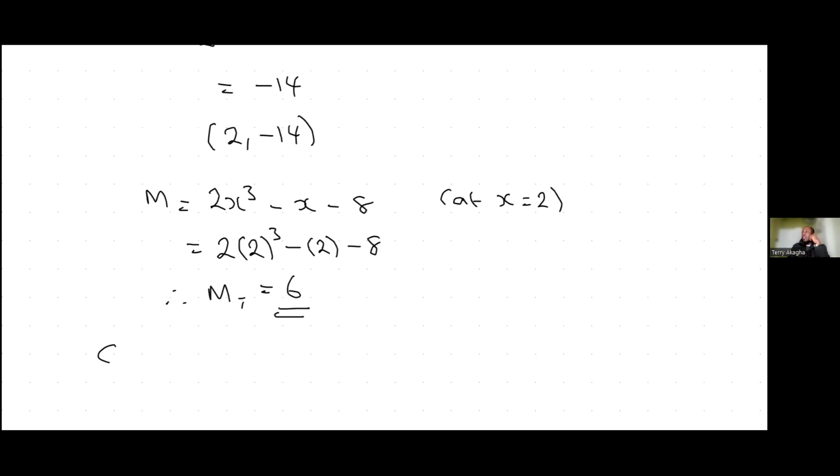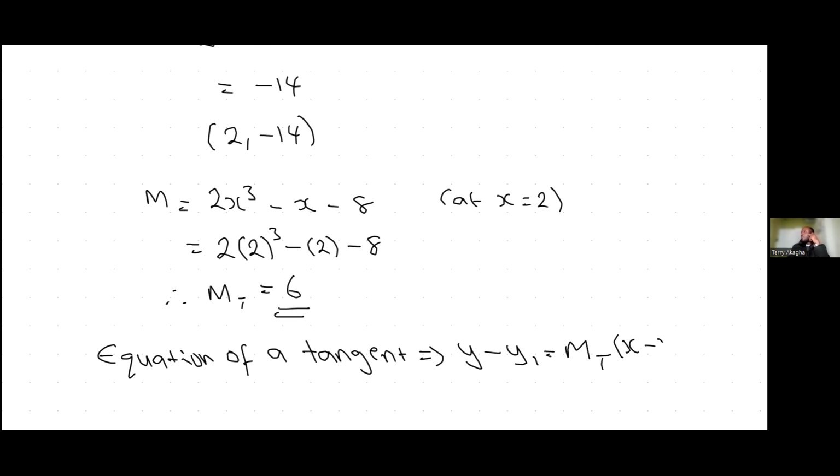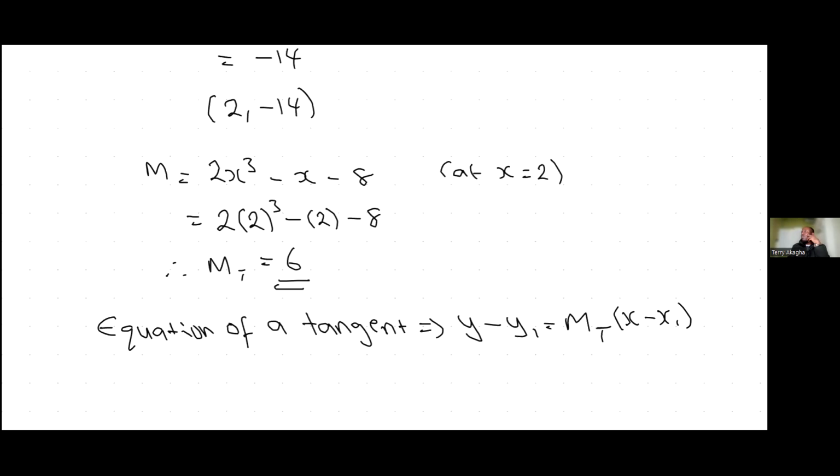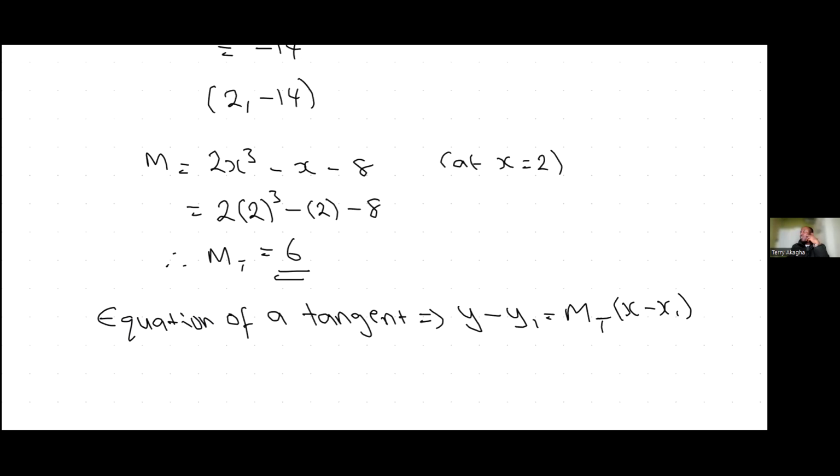Then also we can now find the equation of a tangent. So I told you how to find the equation of a tangent. I told you that the formula is y minus y1 is equal to mt times x minus x1. So some of you prefer to use y is equal to mx plus c. That can work as well, all right? But I usually prefer to use this one because it's easy to just move on. So I already know my x1 is equal to 2. I know my y1 is equal to minus 14.